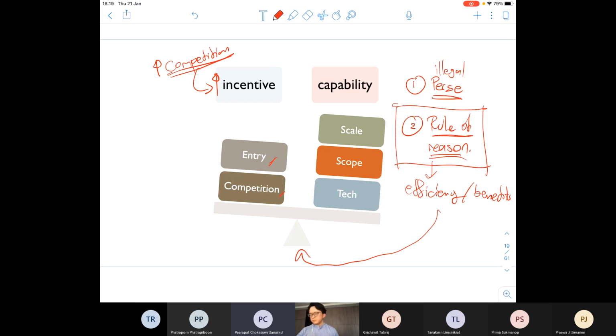But the other side is that if you try to increase incentive by too much, it basically means that you will reduce capability as well. Because in some particular industries, you require scale, right, in order to be cost effective. You can think about it like these electricity wires, right? Electricity wires here, like in Bangkok or anywhere in the world.